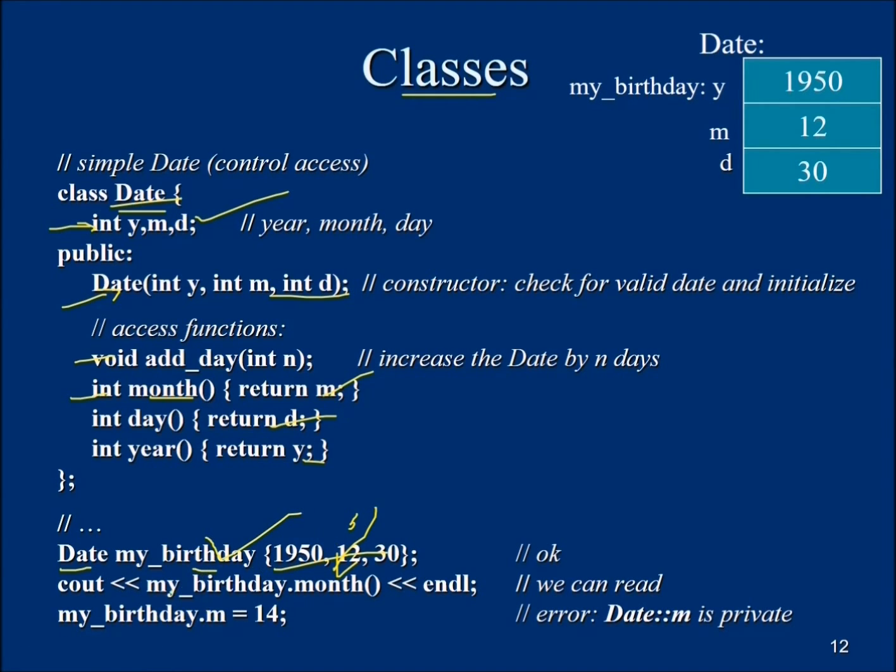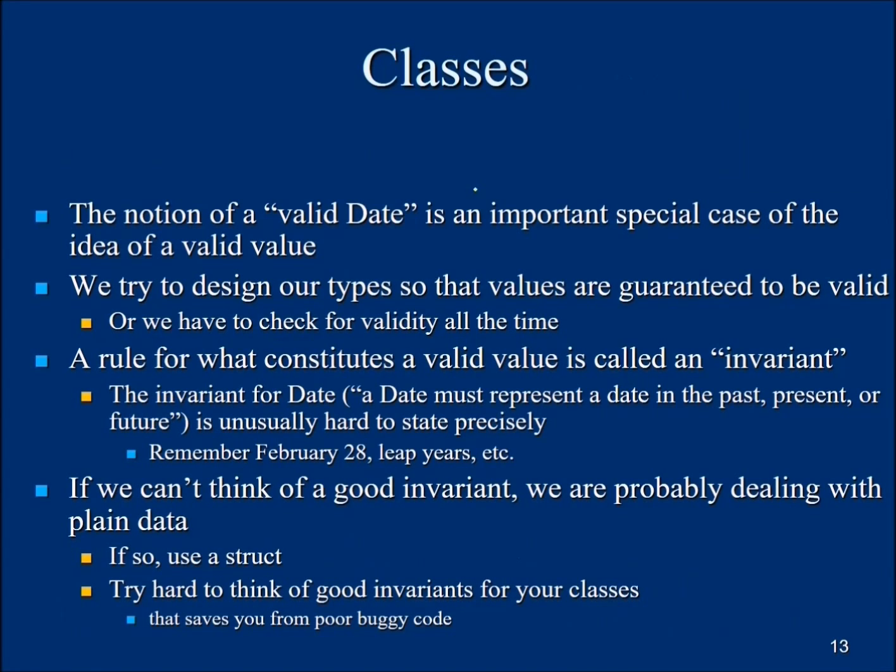And you can also call my birthday dot month, because this is a getter function, it will read the values, and you can also provide the value. But here the problem is this m is private, so there will be an error in this line. So the notion of a valid date, as we suggested since we want to know the classes here, is an important special case of the idea of a valid value.